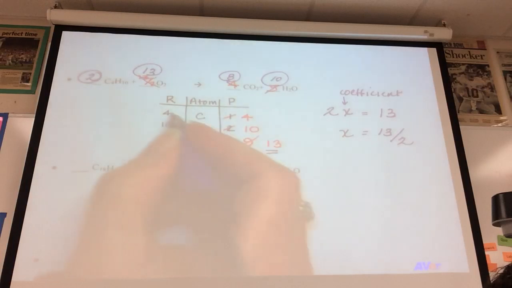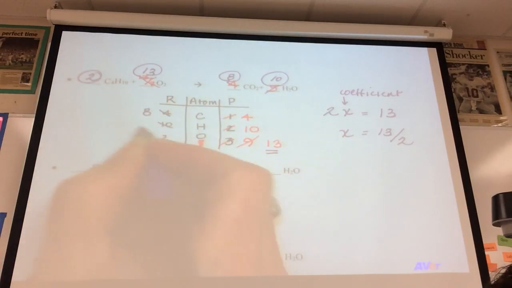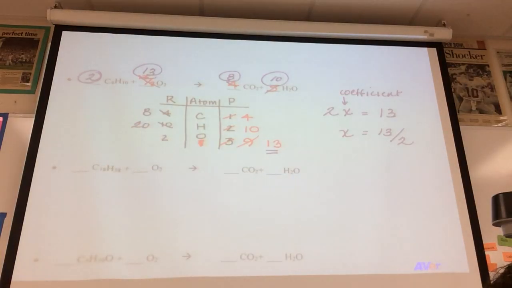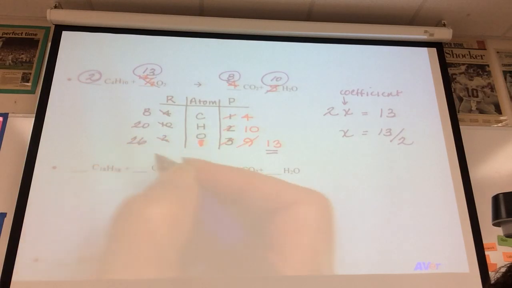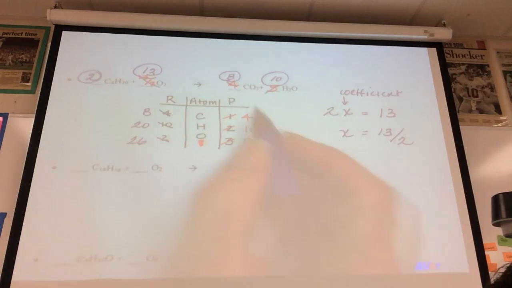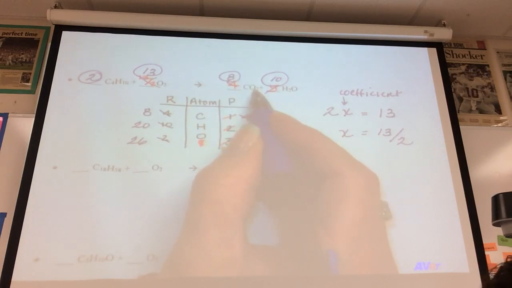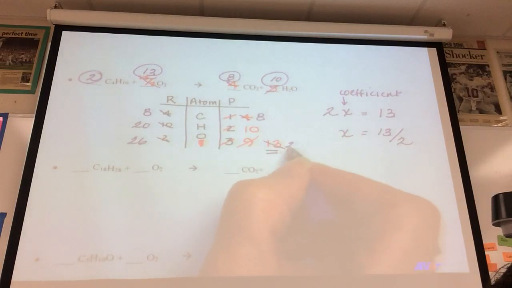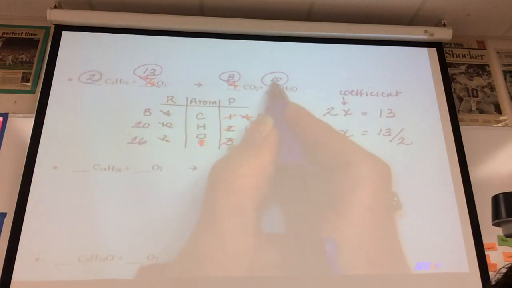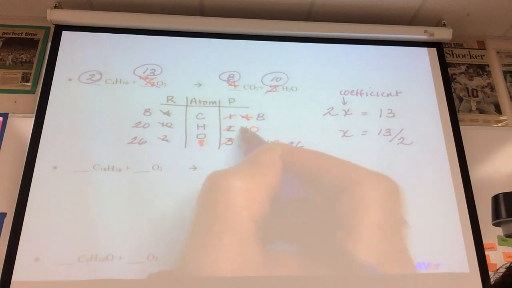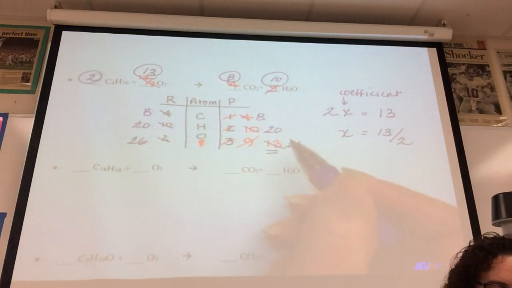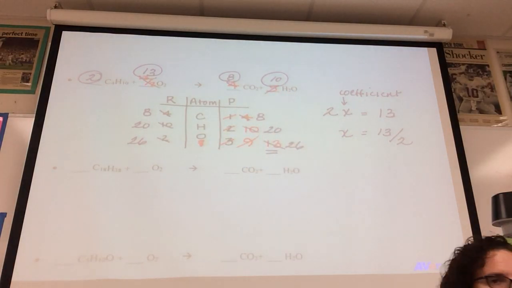And now I'm just going to double check on my counts. 2 times 4 is 8. 2 times 10 is 20. 13 times 2 is 26. 8 carbon. 16, careful here, 8 times 2 is 16, plus the 10 more on the O is 26. 10 times 2 is 20. And now you have a balanced equation.